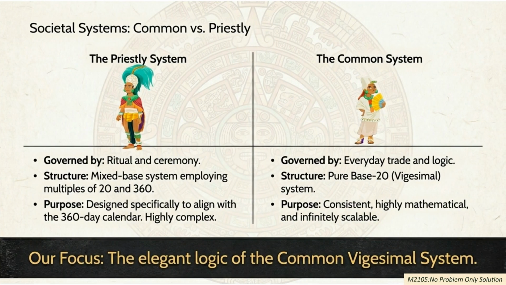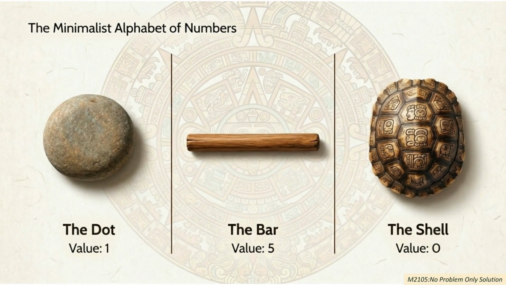The Maya used two systems, a complex priestly system for rituals and a logical, scalable BASE-20 common system. We will focus on the latter. The system is remarkably minimalist, relying on just three symbols: a dot for 1, a bar for 5, and a shell for 0.